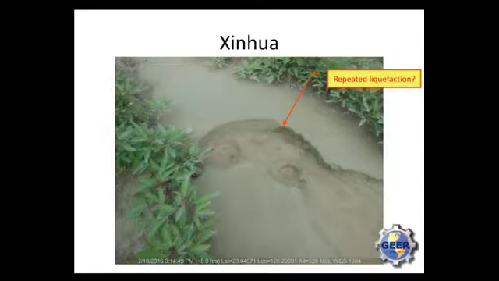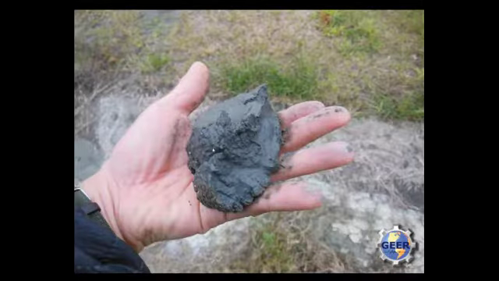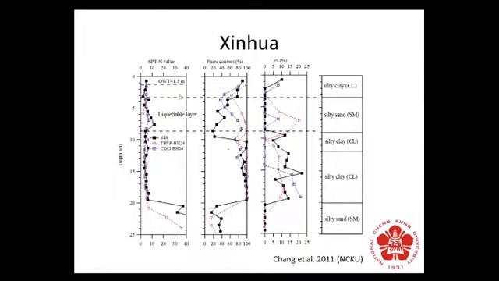This is the sand that you can see I picked out from the sand boil. It has a lot of clay in it, and at the Xinhua site, the blow count is very, very low, usually between 2 and 5. So repeat liquefaction will occur if the material is really soft.